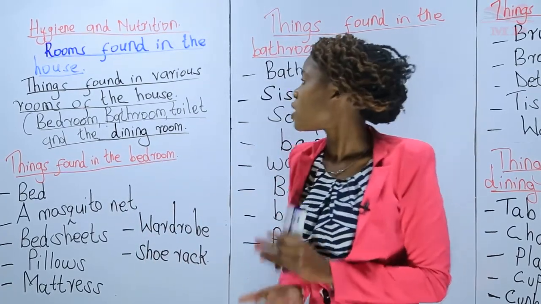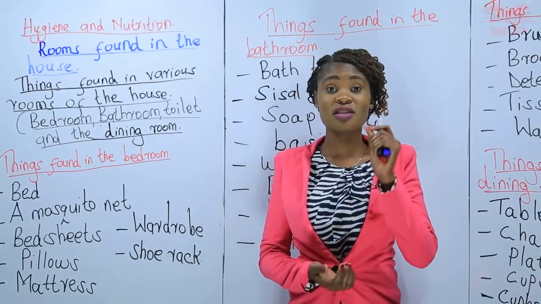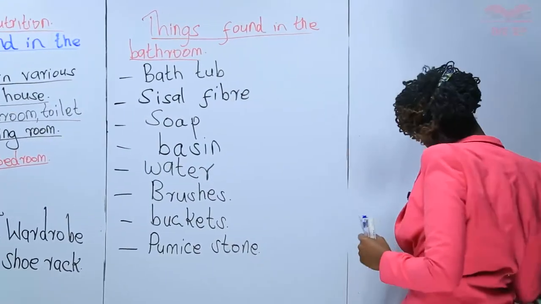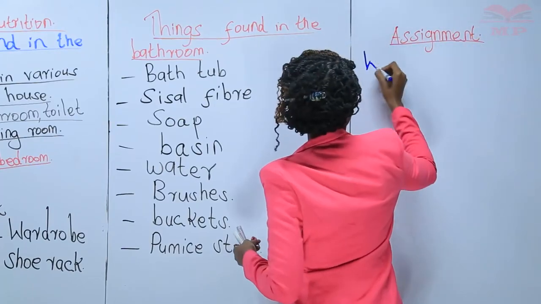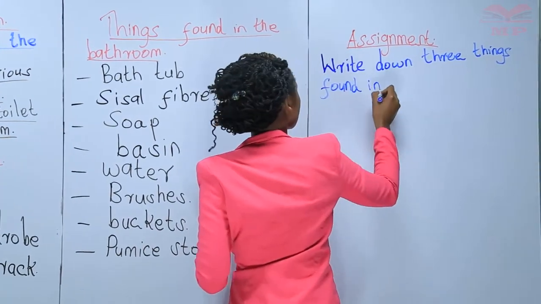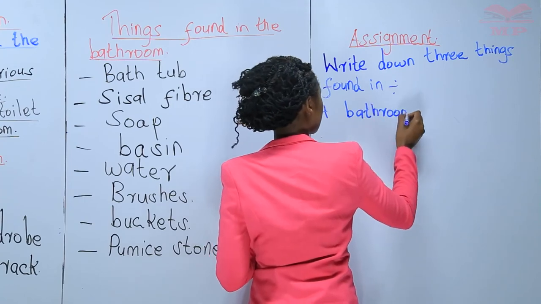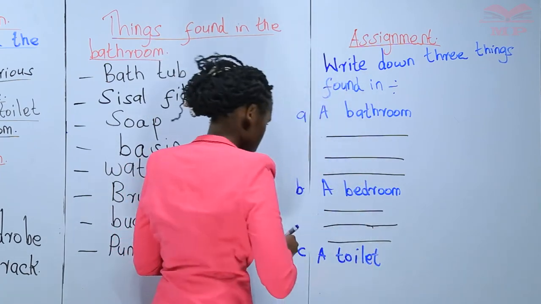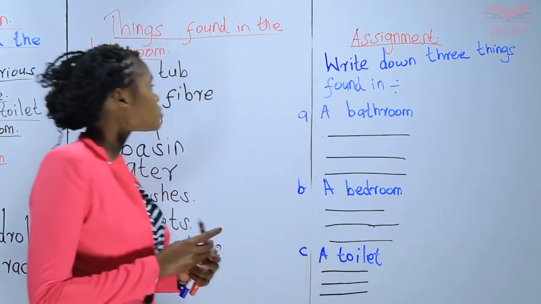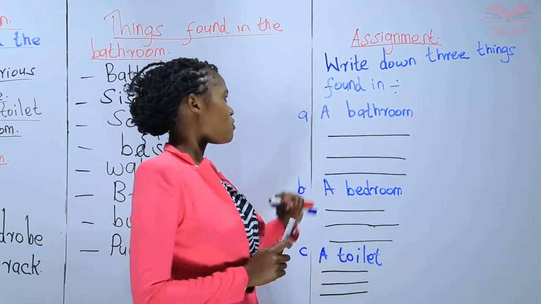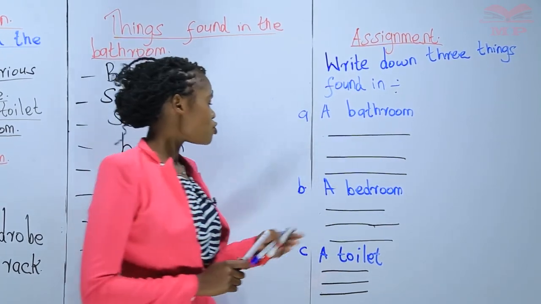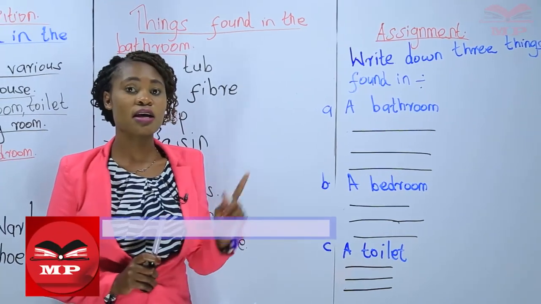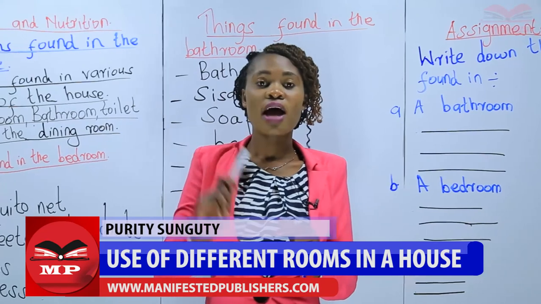So I'll give you some work. You are going to do it in your exercise books. Make sure that you finish the work before you attend the next lesson. So the assignment, you are going to write down three things found in the first one, bathroom, you write for me in the blank spaces, bedroom, and a toilet. Fill in the blank spaces in each question. Make sure that you are writing the answer in the blank spaces. Finish the work before you attend the next lesson.